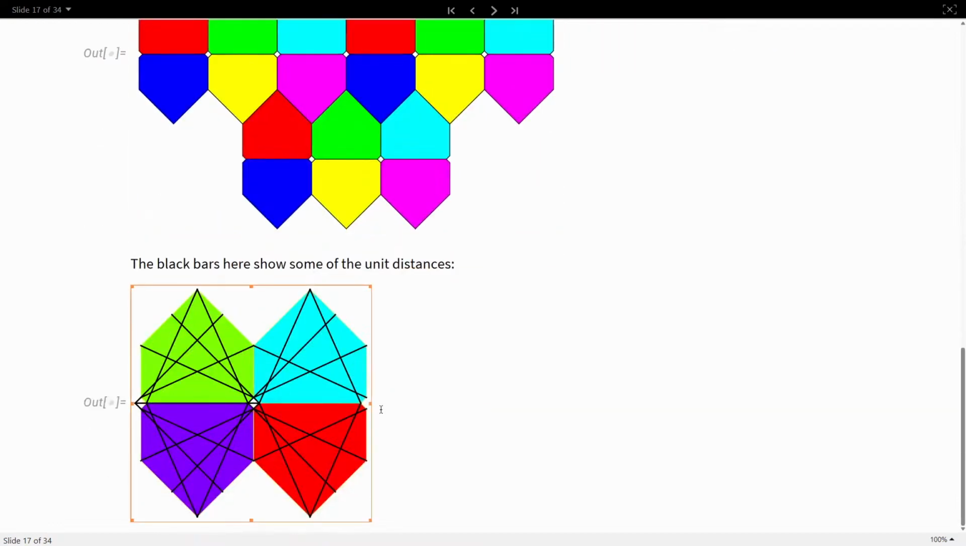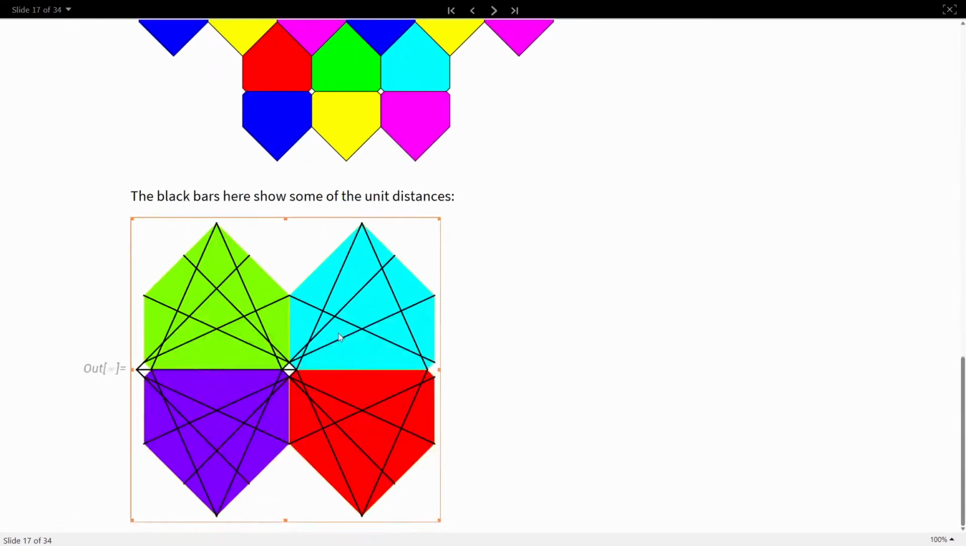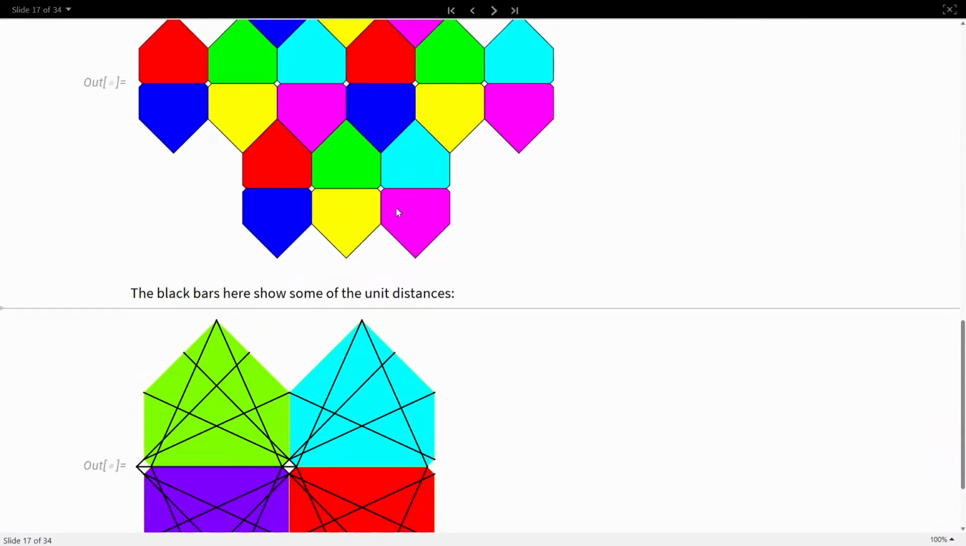Here are some of the unit distances seen in this graph. For example, the distance from this point here to this edge is 1. The distance from this vertex to that one is 1. From this vertex to that one is 1, and so on. These black bars are different unit distances for this coloring.